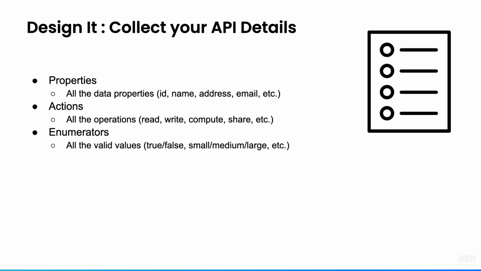Plus, almost every API has some kind of enumerations. Enumerations are the valid values for a particular element, such as a Boolean value can be set to true or false, or maybe a size value can be set to small, medium, or large, or status is pending, working, completed. These enumerators are very important because they'll need to be validated at the interface as well.